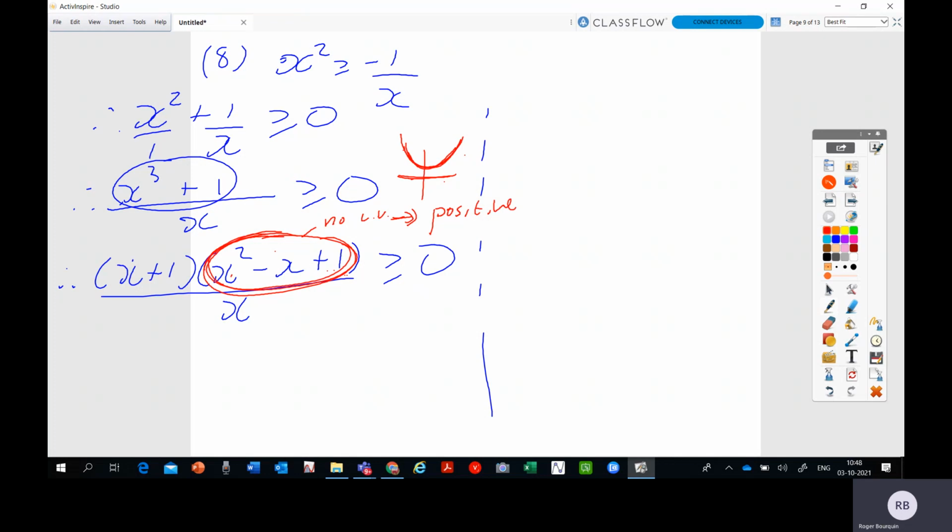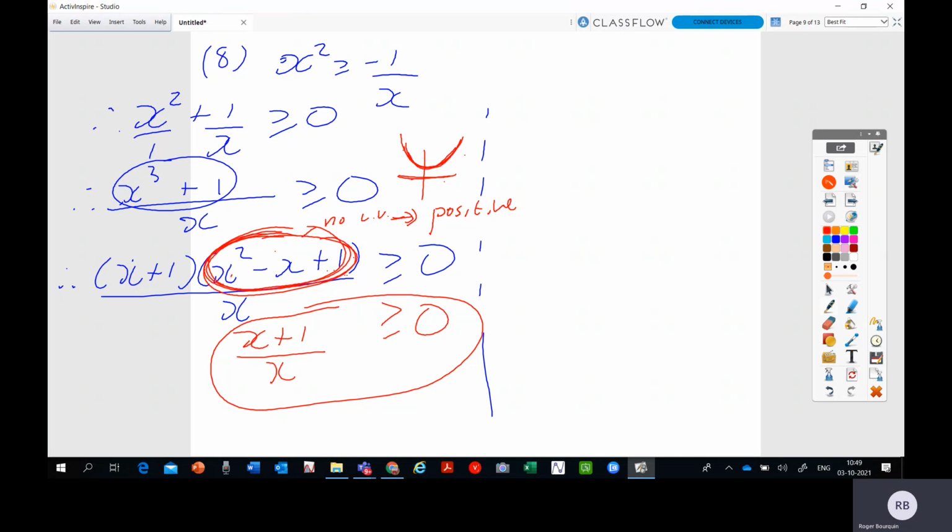And again, because I know for sure that's definitely positive, no matter what the value of x, I can divide by that. We know it's positive, the direction won't change, and I can get rid of it. So I'm essentially going to be left with x plus 1 over x. I've divided both sides by this. I know I can do it because that's always positive. You're left with x plus 1 over x is greater than or equal to 0. So now the question looks a lot easier. I've just got to solve this.